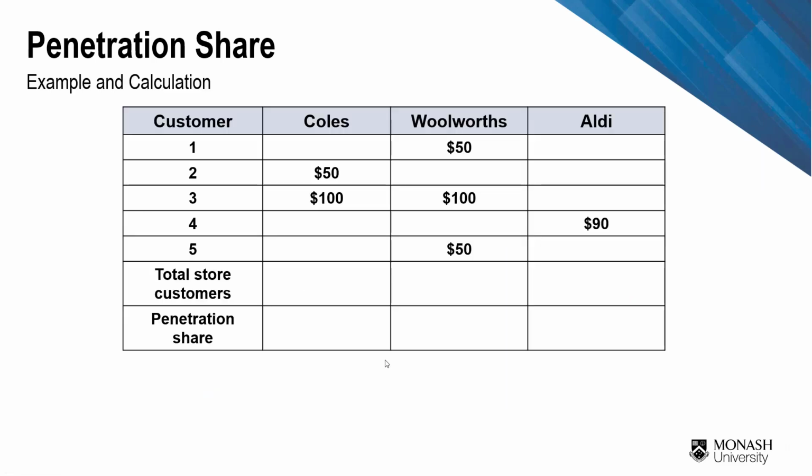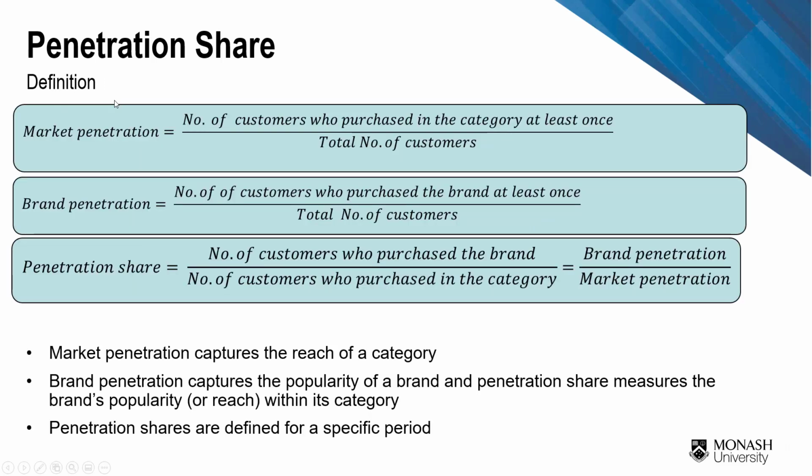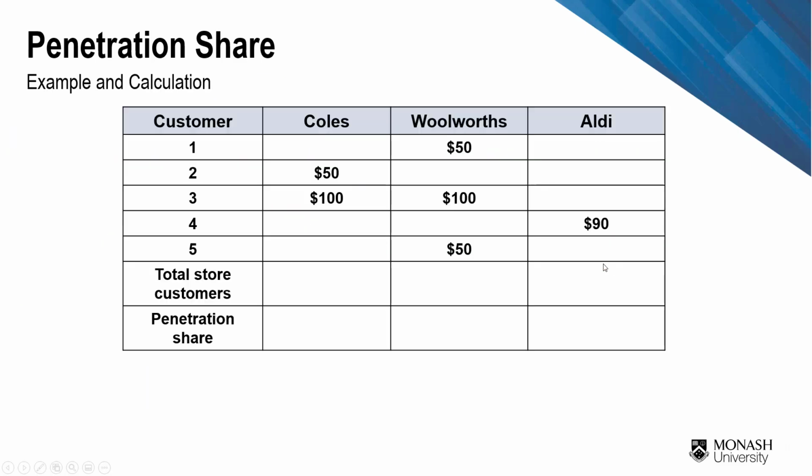So let's take a look here. In this case, I'm going to calculate the penetration share for Coles. As you can see here, I have 5 customers, just 5. Now, the penetration share is what I have to calculate: my brand penetration divided by the market penetration. Here we're going to look at some examples of penetration share in grocery retailers. As we know, the penetration share is the brand penetration divided by market penetration.